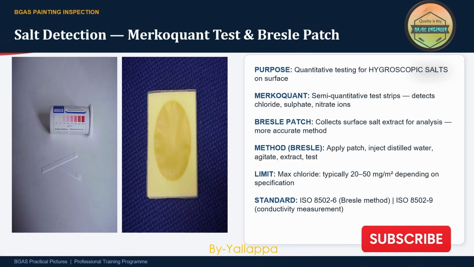This slide illustrates the Mercaquant chloride test. This test is used to detect chloride contamination on prepared steel surfaces. Chlorides are particularly dangerous because they attract moisture and can initiate underfilm corrosion. Many coating failures occur because surface salt contamination was not properly controlled. Inspectors should understand both the purpose and limitations of chloride testing methods.